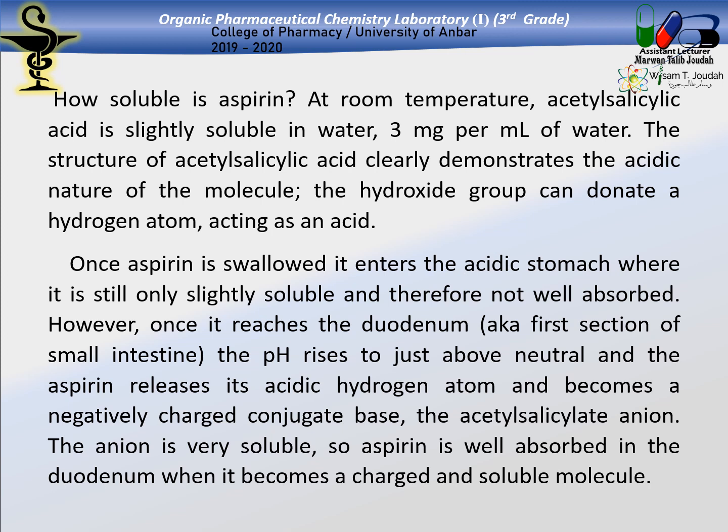So once aspirin is swallowed, it enters the acidic stomach, where it is still only slightly soluble. The reason is the acidity of the human stomach. We know that our stomach is acidic, right? When aspirin enters the stomach, it will be only slightly soluble. So it must be alkaline, or kind of basic, in order to be soluble. So inside the human stomach it's insoluble, so it will not be absorbed.